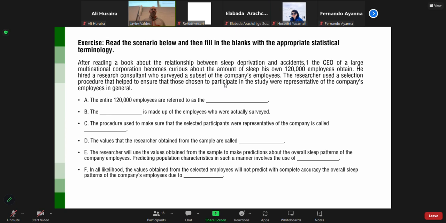So for A, the entire 120 employees are referred to as the population. The B, sample. The procedure used to make sure that the selected participants were representative of the company is called sampling. It's a sample, taking a sample, sampling, and randomized sampling will be the best way of doing it. The values that the researcher obtained from the sample are called what? Data. Raw data.